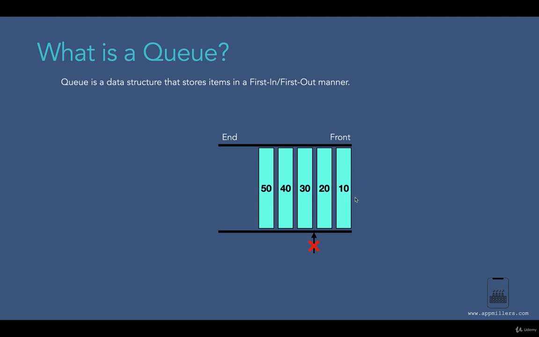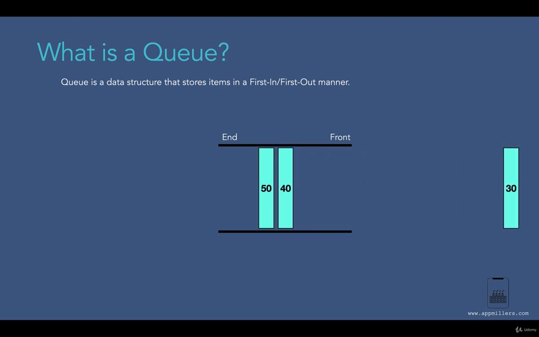Now 10 over here came first, so that's why it has to be removed first from the queue. Then comes 20, so 20 will be removed, then 30, then 40 and 50, until we reach the end of this queue. So this means that the first element that comes is served first and the last element that comes will be served last. So hopefully you have understood the concept of queue with this real life example.